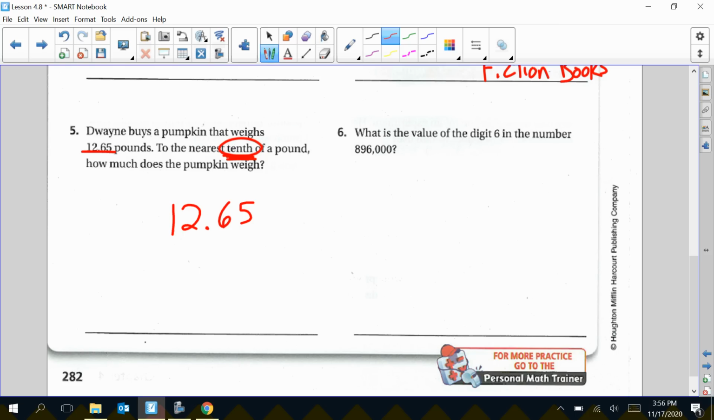Last question, what value? Remember, value is how much a number is worth. So what value does the digit 6 have in the number 896,000? So how much is that 6 worth?